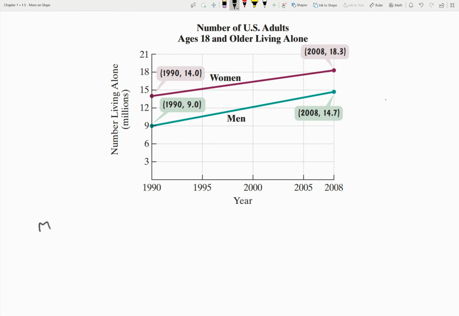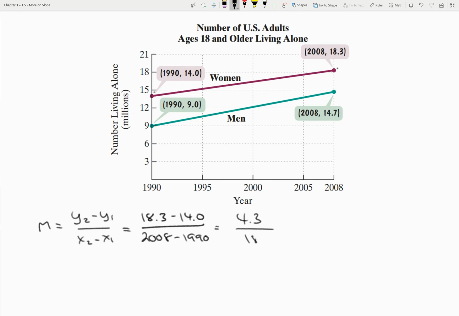So the slope is the change in y, y2 minus y1 over x2 minus x1. So this is y2, this is y1. It doesn't really matter to find the slope here, but we do like to go left to right. So the change in y would be 18.3 minus 14.0 over the change in x, 2008 minus 1990. So subtracting those gives me 4.3 over 18, which is about 0.24. But what does that mean?